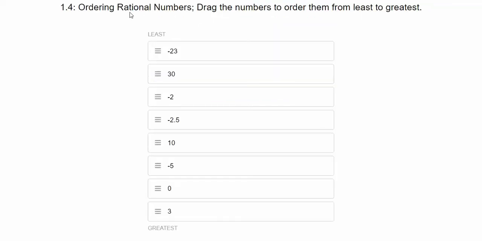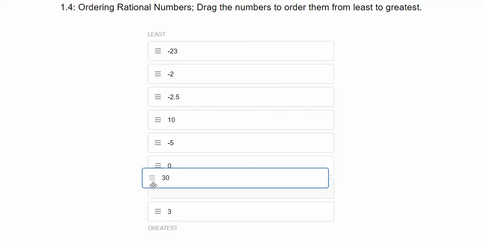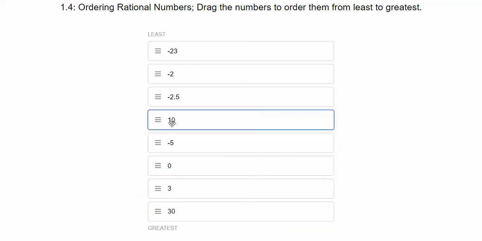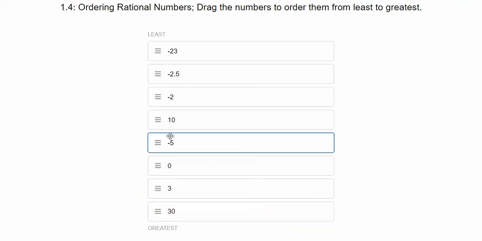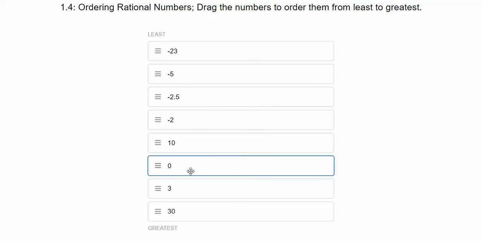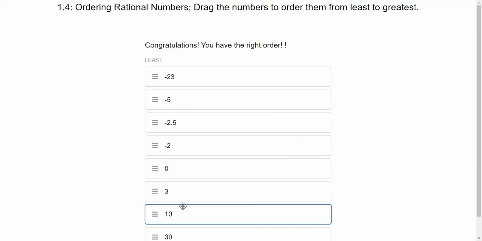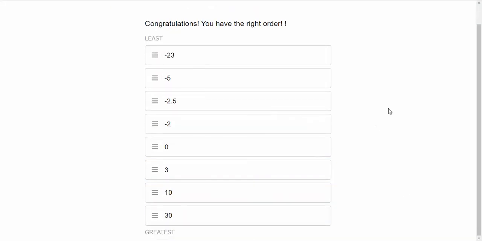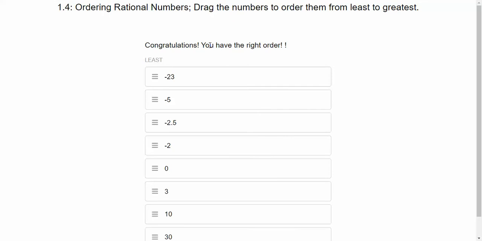So the last thing we have to do on this here is we have to order these rational numbers from least to greatest. So we have values here. -23 is already at the top. 30 is the highest value here. Then we have -2.5, -5 would go here, 0 would go here, 3 would go here, and then these numbers would now be in order from least to greatest. And that also tells us when you have the right order that you're all set.